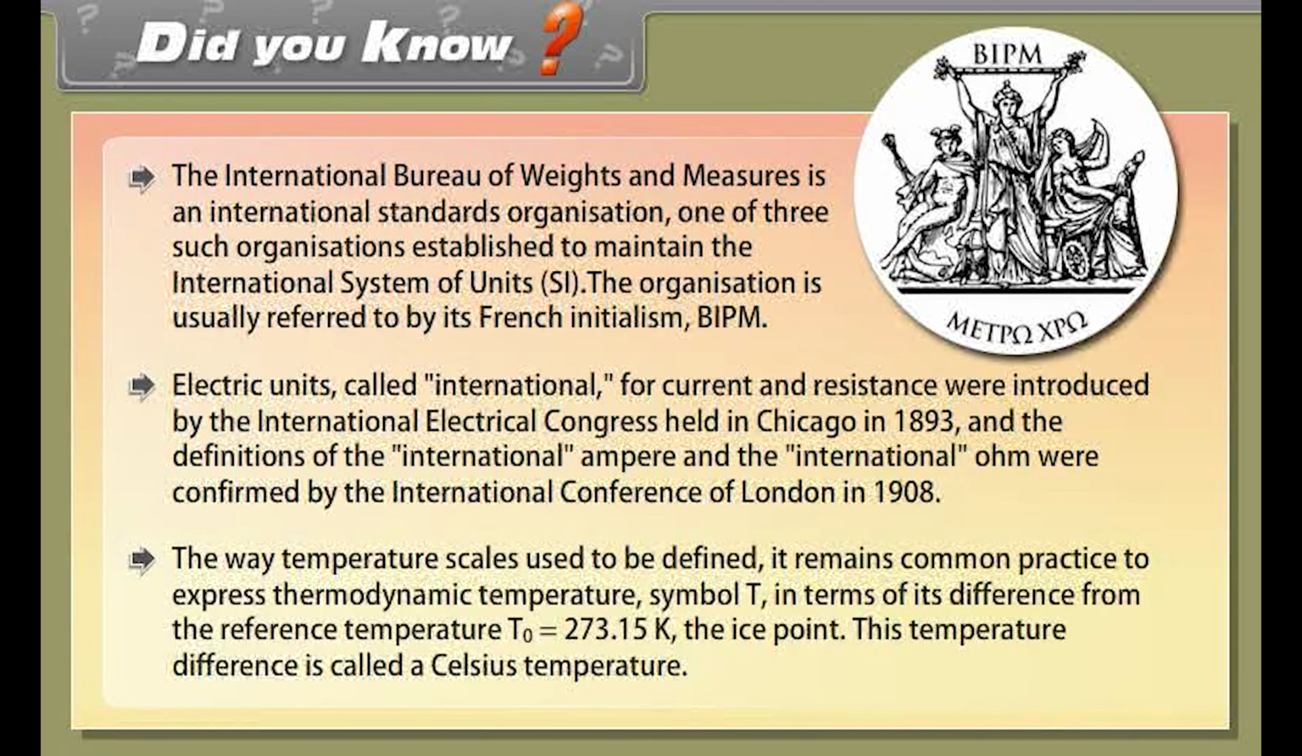The way temperature scales used to be defined, it remains common practice to express thermodynamic temperature, called T, in terms of its difference from the reference temperature T0 is equal to 273.15 Kelvin, the ice point. This temperature difference is called a Celsius temperature.